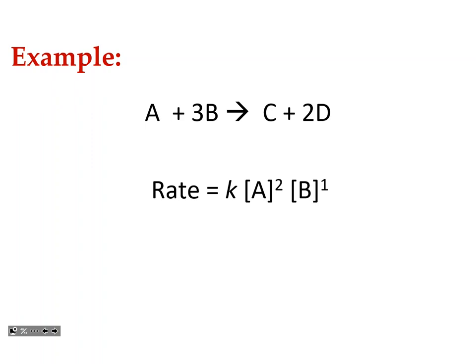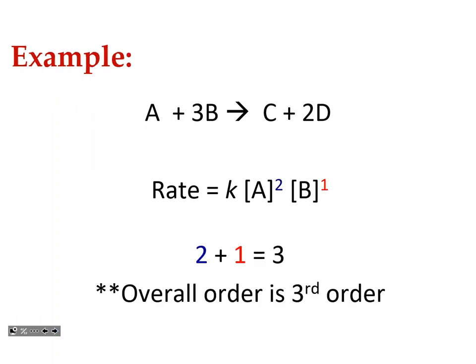Here is an example. We want to know the overall order for this one. Very simple. The order of reactant for A is 2, or second order. The order of reactant for B is first order, or 1. So we add the 2 and the 1 together. I know this is rocket science. Wow. It's a third order reaction overall. So the reaction order for the entire thing would be third order.